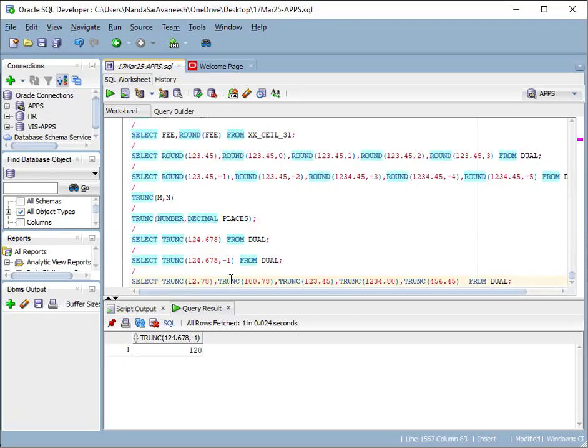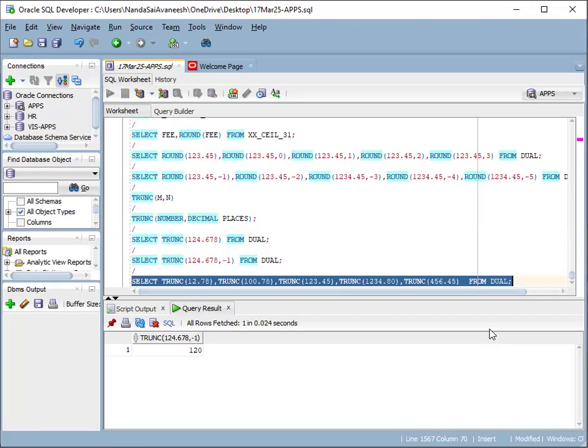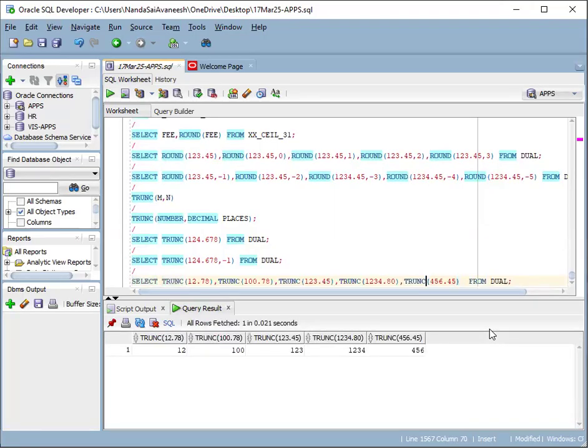Select the trunk of 12.78, trunk of 100.78, trunk of 123.45, trunk of 1234.80, trunk of 456.45. So that means all the scale value is removed from these numbers.